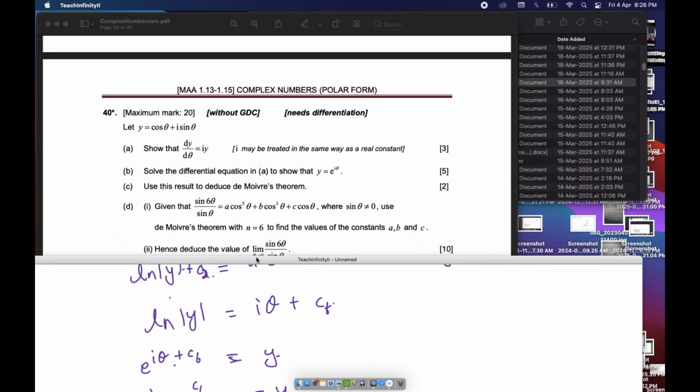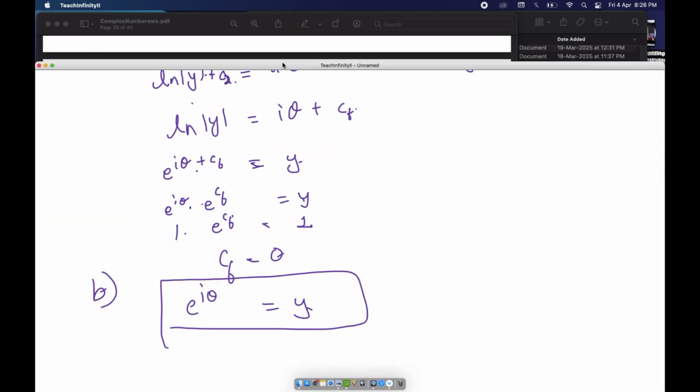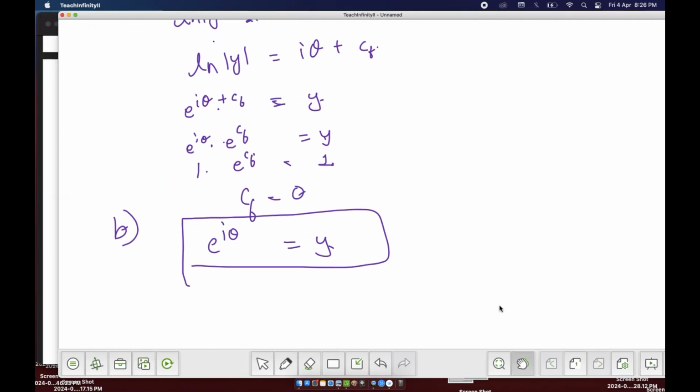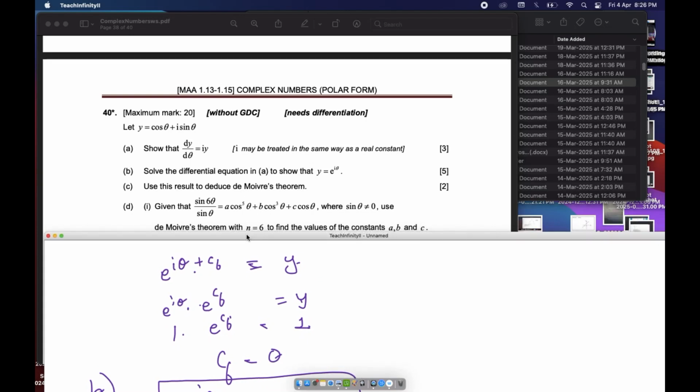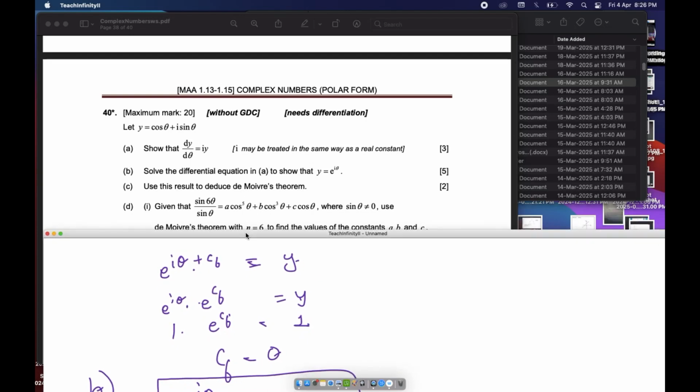Okay, use this result to deduce de Moivre's theorem. Use this result, okay. So we have de Moivre's theorem that we need to deduce.